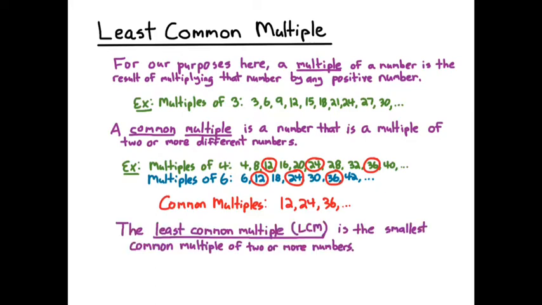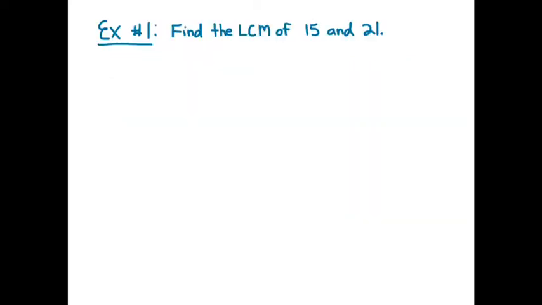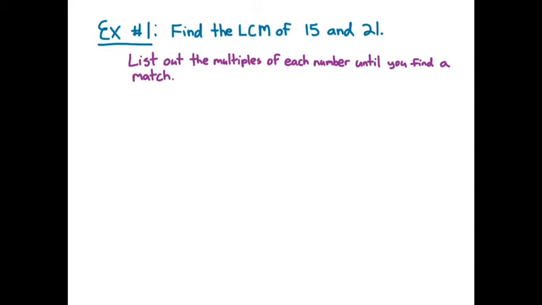Now, the least common multiple, or the LCM for short, is the smallest common multiple of 2 or more numbers. So in the example above, the least common multiple of 4 and 6 is 12, because that's the smallest of the common multiples. So now that we have the definition of least common multiples out of the way, let's do a simple example. Find the least common multiple of 15 and 21.